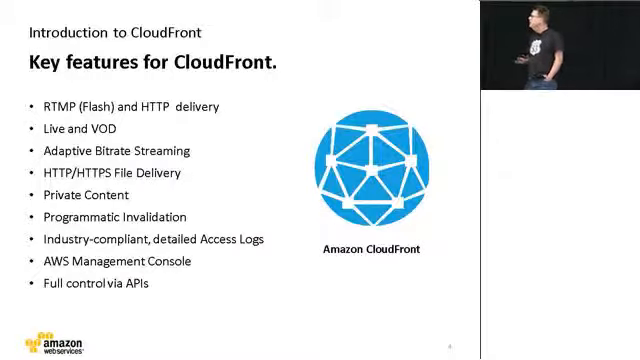Some key features for media and entertainment customers. We have a couple of different ways to deliver content. We started out just doing HTTP delivery. We now also deliver content over RTMP for Flash clients. You can do live video. You can do video on demand. We have capacity to do adaptive bitrate streaming. There are options to encrypt the bytes on the wire, whether it's with HTTPS or RTMP-E.